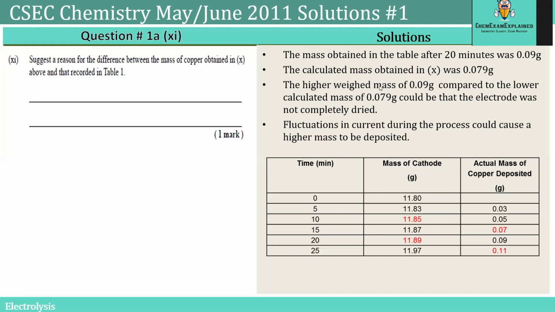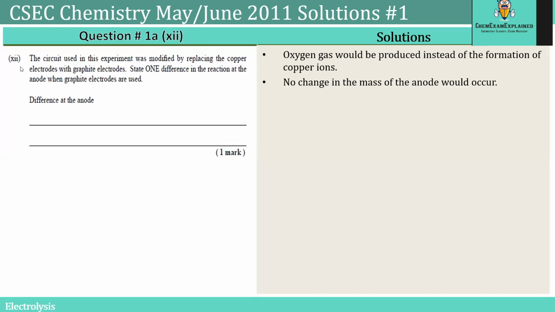So the higher weighed mass of 0.09 grams compared to the lower calculated mass of 0.079 grams could be because the electrode was not completely dried, and that could be a result of that mass difference. Another possible reason could be the fluctuations in the current during the electrolysis process, and this could cause a higher mass to be deposited.